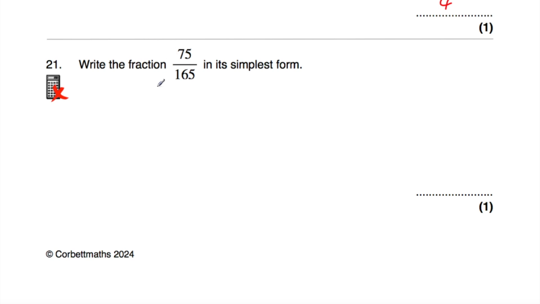Question number 21 says, write the fraction 75 165ths in its simplest form. Now both of these numbers end in a 5, that means they're both divisible by 5. So let's divide both of these numbers by 5 to begin with. So 75 divided by 5, and I'm going to use the bus stop method here. How many 5s go into 7? 1 remainder 2. And how many 5s go into 25? That's 5. So if we had 75 over 165, if we divide that by 5, we'd get 15.